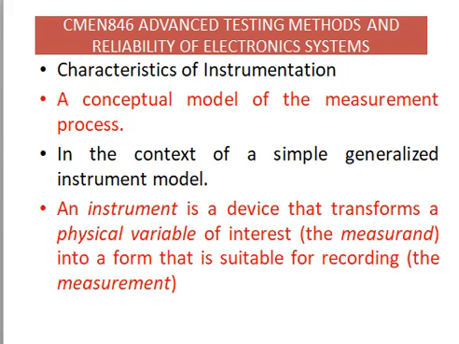Now, we start by revising the definition of an instrument, which we define as any device that is used for transforming a physical variable of interest, that is the measurement, what you want to measure. It can be current, it can be voltage, it can be speed, it can be anything. That device transforms that physical variable into a form that is suitable for recording, that is suitable for a human being to see and interpret.